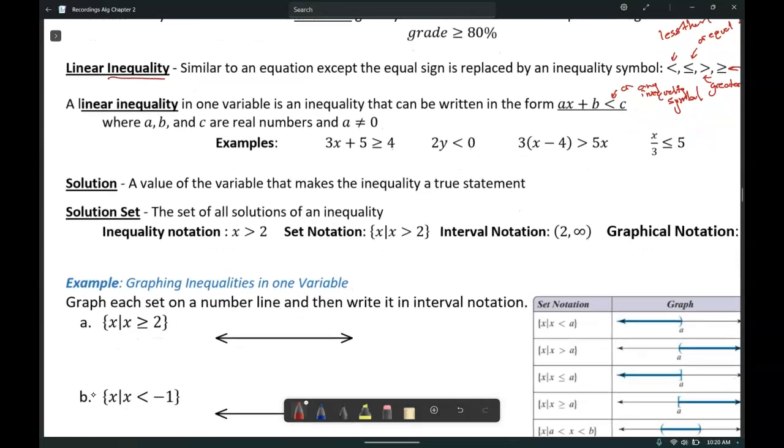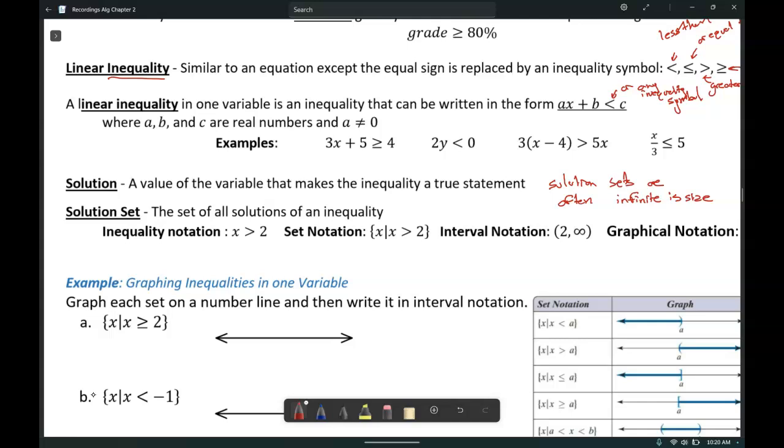A solution is any value of the variable that makes the inequality a true statement. And again, this will be more than just one or two numbers. This will be a range of numbers. Our solution sets are often infinite in size.